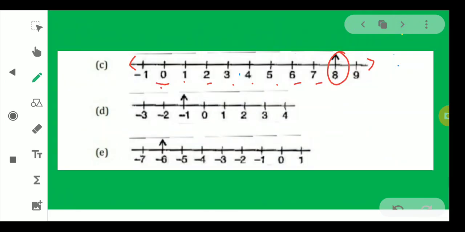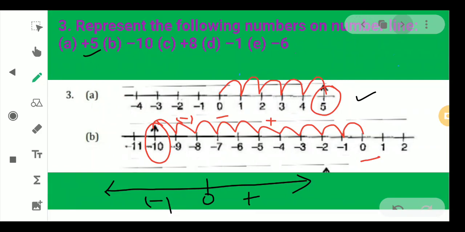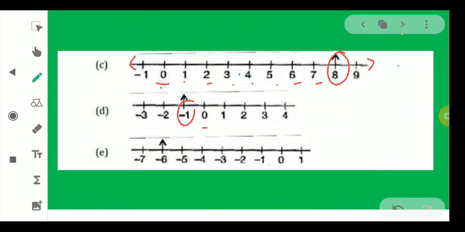So -1 will be on the left of 0. So this is 0. So this is -1. Then further it is -6. So -6 will again be on the left of 0. So -1, -2, -3, -4, -5, -6. So this way we can represent the numbers on the number line by looking at their sign.